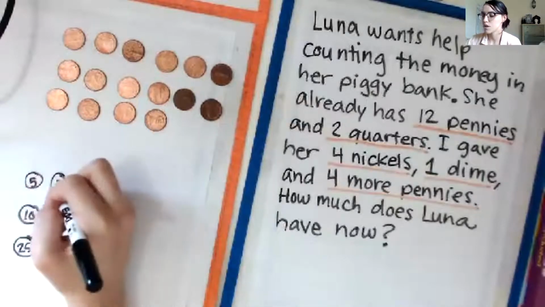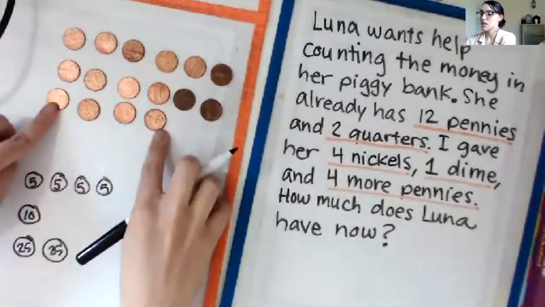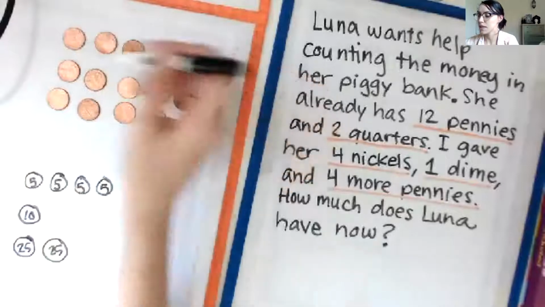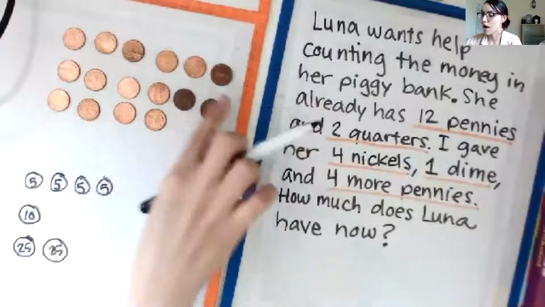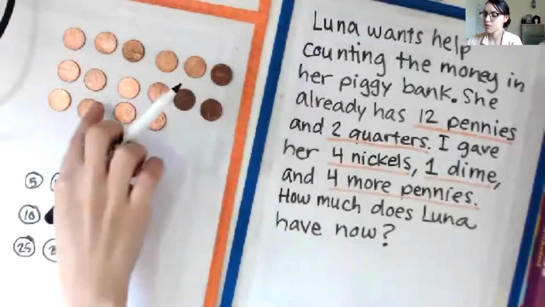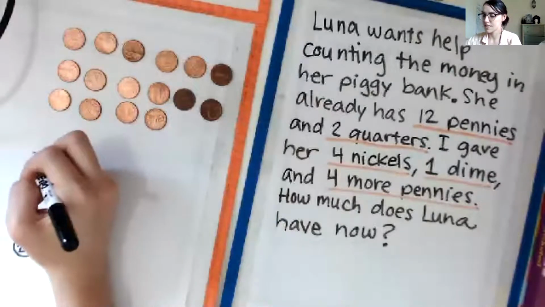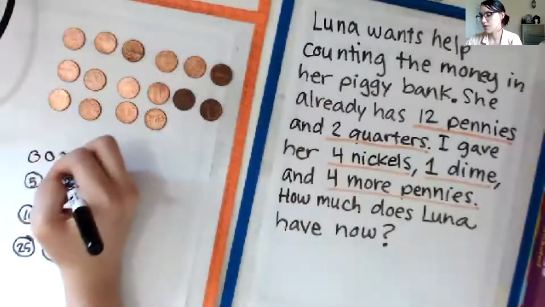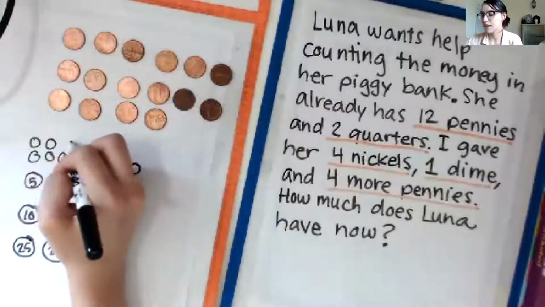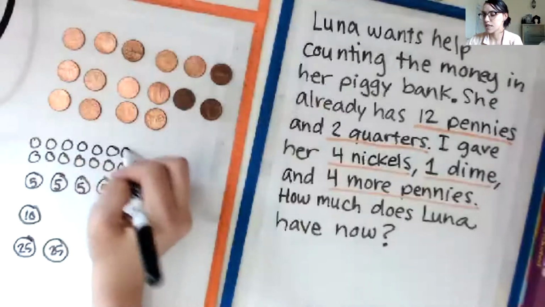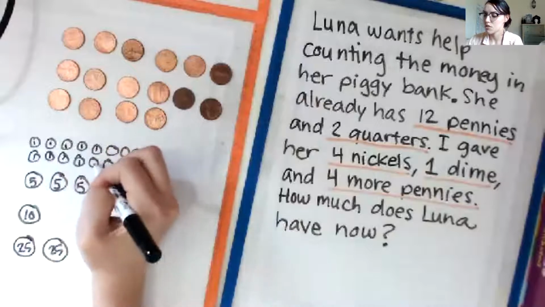So I drew 4 nickels, and each of those are worth 5. Then she had 12 pennies, but I gave her 4 more. Now she has 12, 13, 14, 15, 16 pennies. So I could draw all 16 out and go 1, 2, 3, 4, 5, 6, 7, 8, 9, 10, 11, 12, 13, 14, 15, 16 pennies, and write 1 in each of those. Here's my drawing.